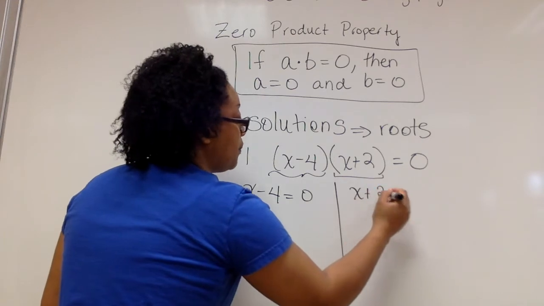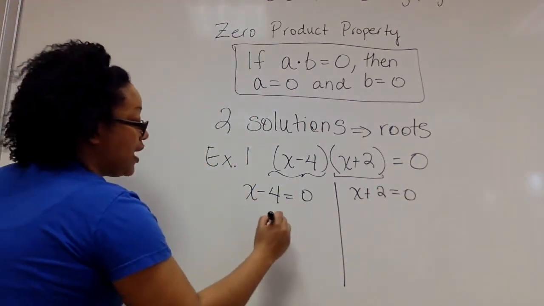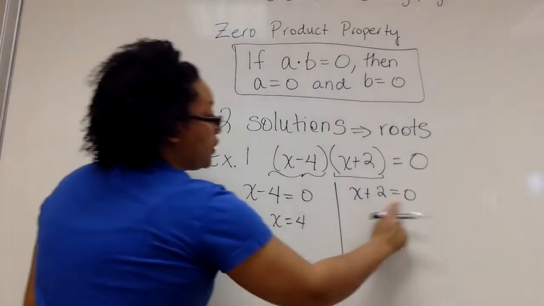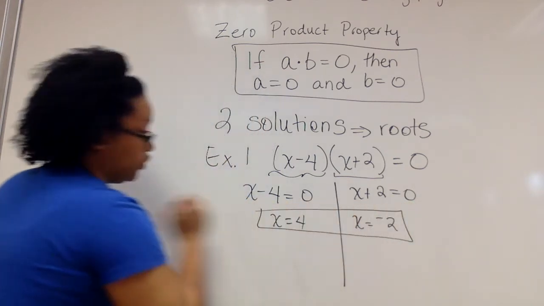Solve for x. Now this is simple. It's a simple one-step equation. If x minus 4 equals 0, x is positive 4. x plus 2 equals 0, x is negative 2. That's your two roots.